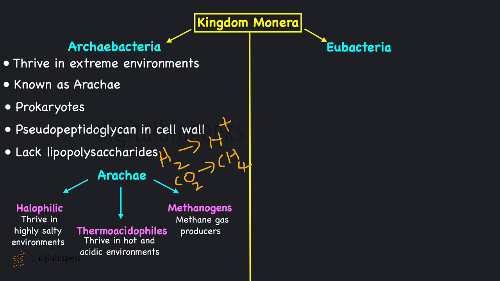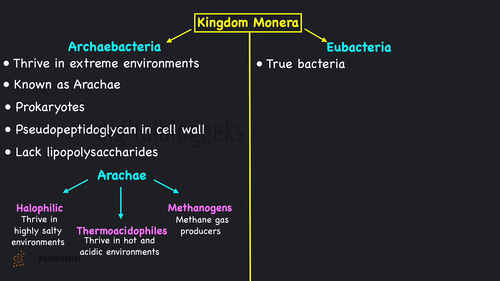They are present in the gut of several ruminant animals like cows and buffaloes and are responsible for the production of methane from dung of these animals, which is nothing but biogas. Eubacteria are known as true bacteria.